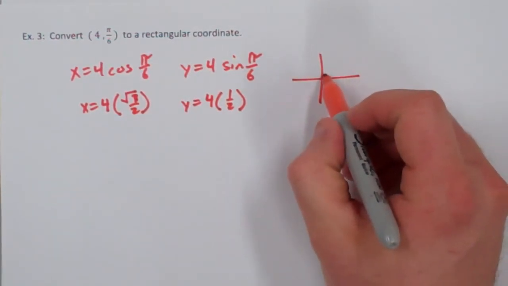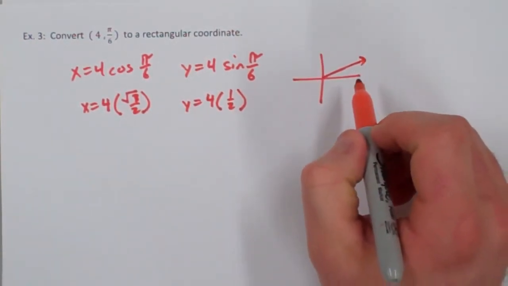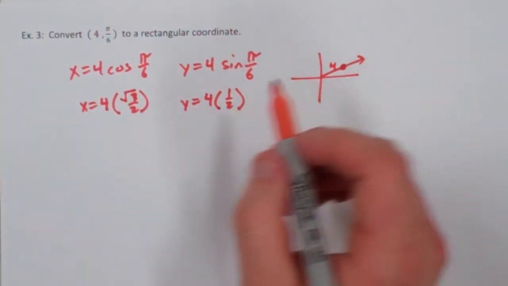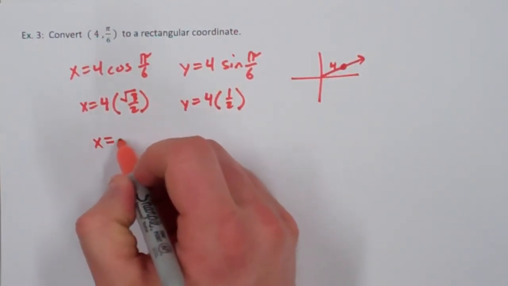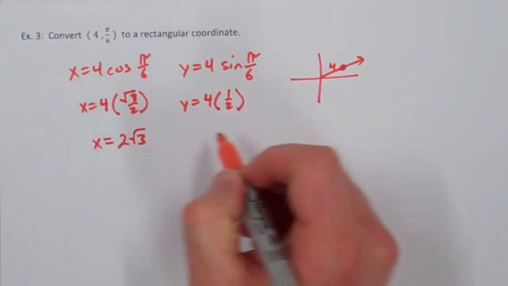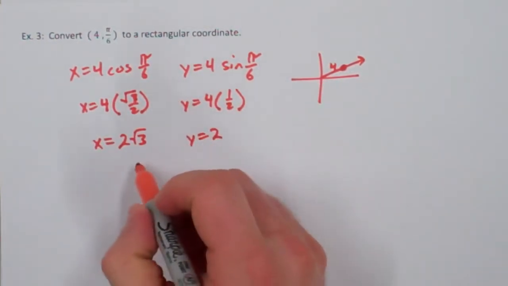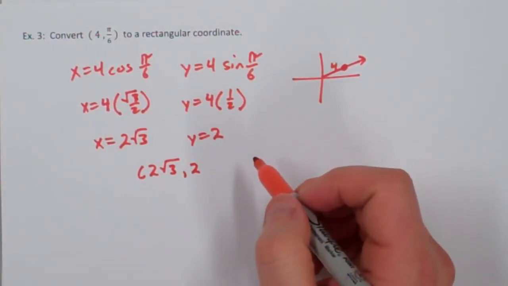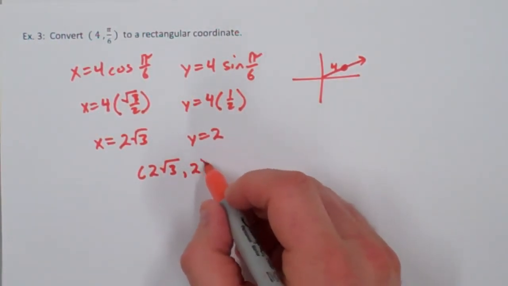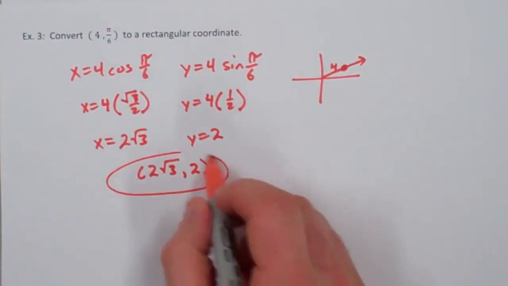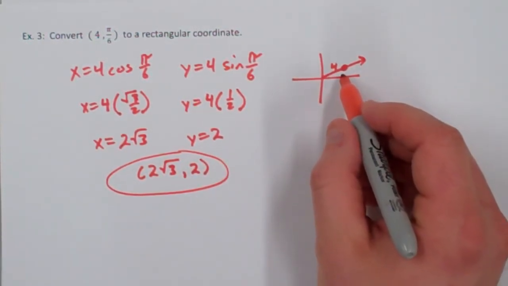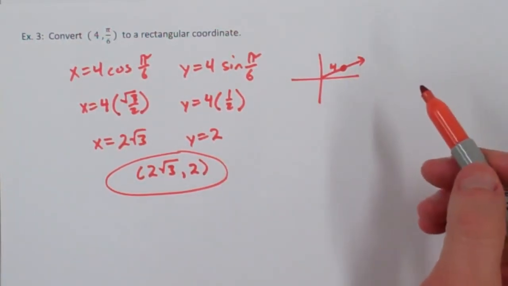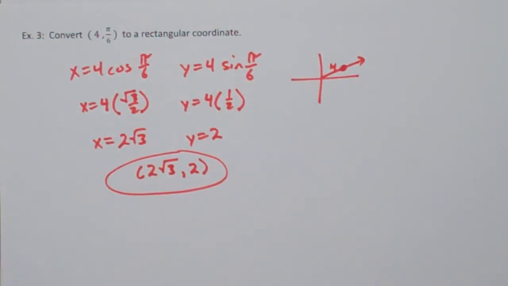This angle, pi over 6, is right here, and then 4 units out might be something like this. So x will be 2 root 3, and y will be 2. We need to write our ordered pair in the rectangular coordinate system as (2 root 3, 2). This makes sense in terms of this drawing as well. Both x and y are positive, and you can see here that we're in quadrant 1.